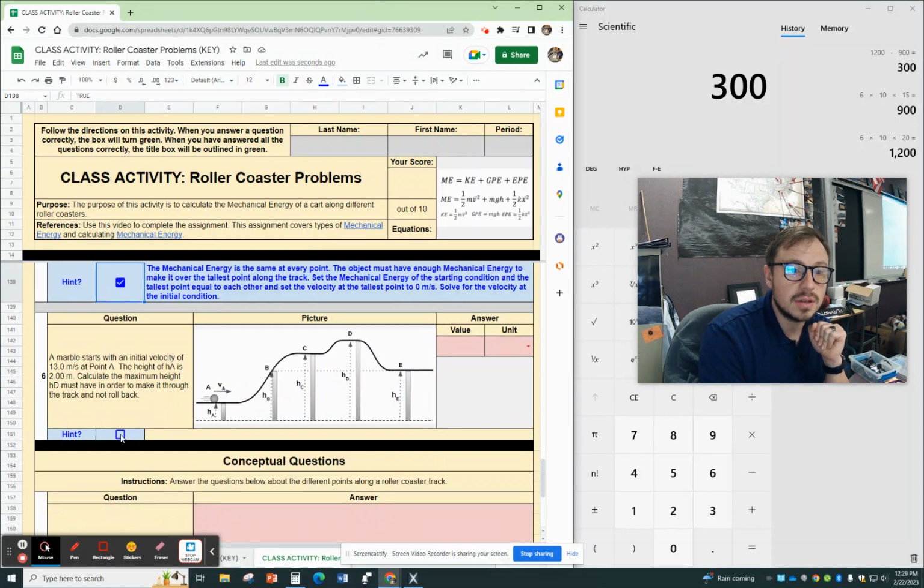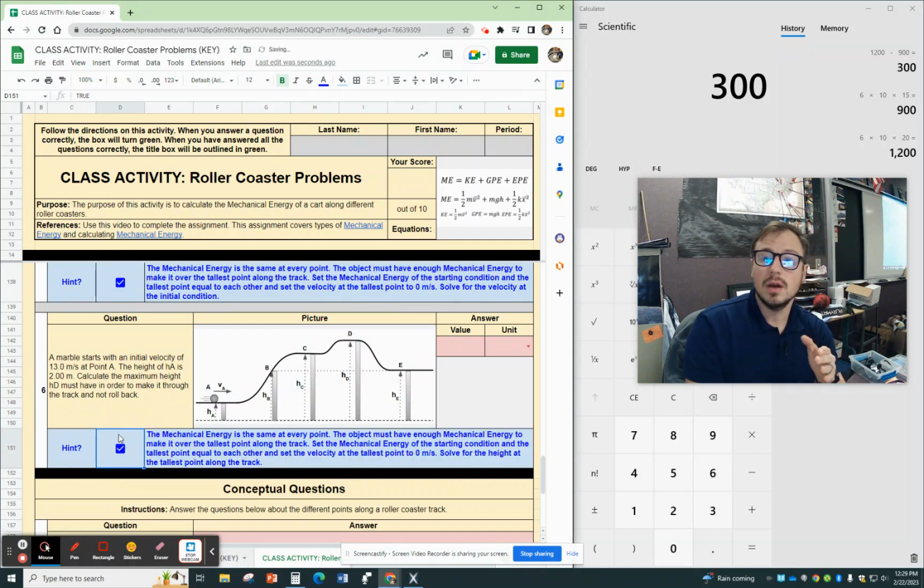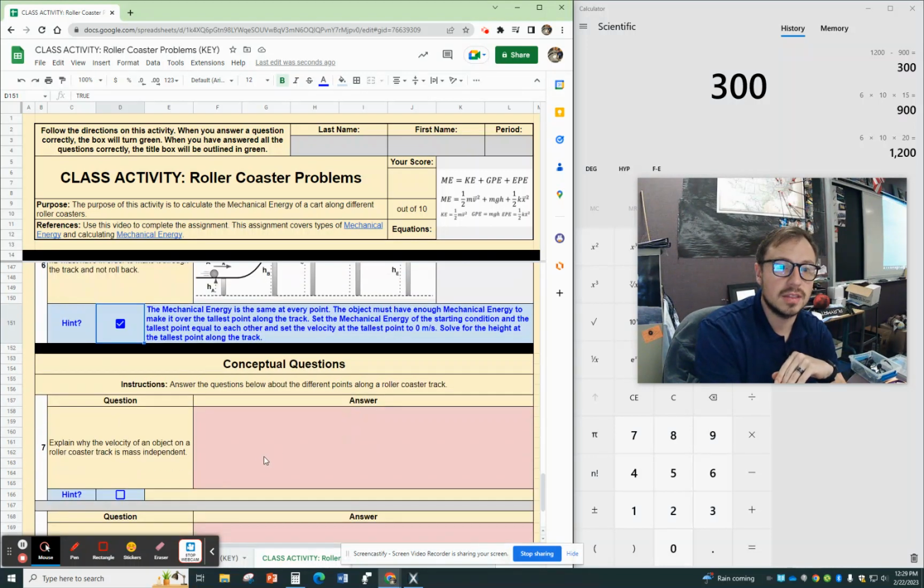And then the next one says, okay, great. Now I've got this marble rolling. Well, what's the maximum height that this roller coaster can have? So that's doing the same thing, realizing the mechanical energy is the same at every single point, and just saying, okay, great, now I know the mechanical energy at the start. What's the highest point that this can be at? And I tell you how to do that in the hints.